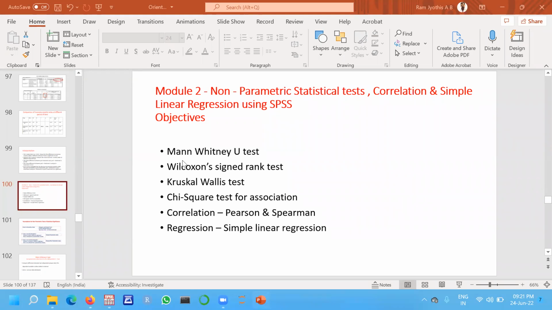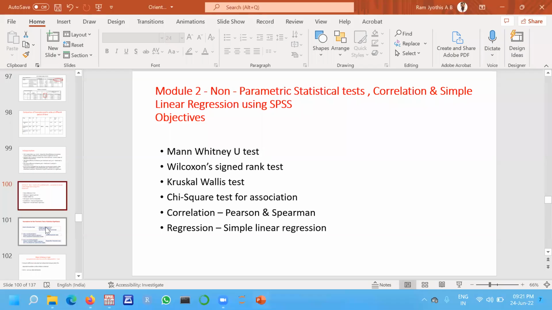So the Mann-Whitney test, that is a non-parametric counterpart of what? The independent sample t-test. Yes. Then the Wilcoxon signed rank test is a non-parametric counterpart of the paired t-test. The Kruskal-Wallis test is a non-parametric counterpart of the ANOVA test. Then chi-square test, correlation and regression.